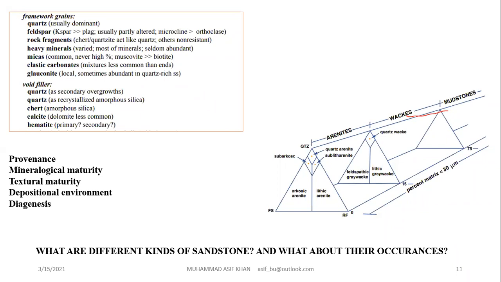What are different kinds of sandstone and what about their occurrences? It's quartz arenites, lithic arenites, feldspathic sandstone, and graywacke. These are some of the different kinds of sandstone.